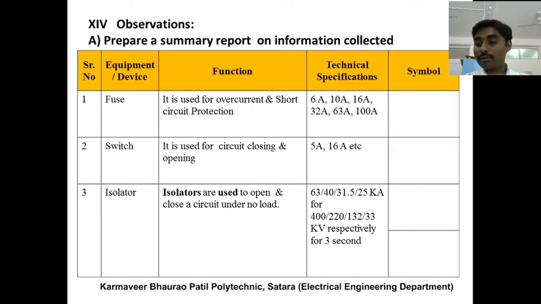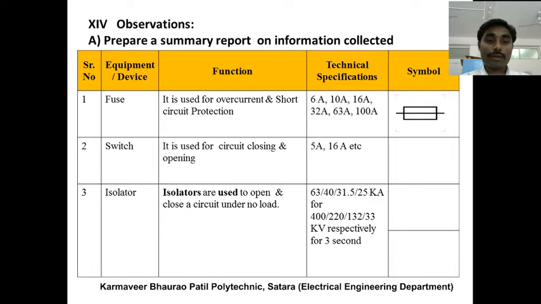100 ampere. Also, we have studied the types of fuse. The types of fuse are rewirable fuse or semi-enclosed fuse, HRC fuse, dropout fuse, expulsion fuse, striker fuse, etc. And the symbol of a fuse is like this. You can see here the symbol of a fuse.